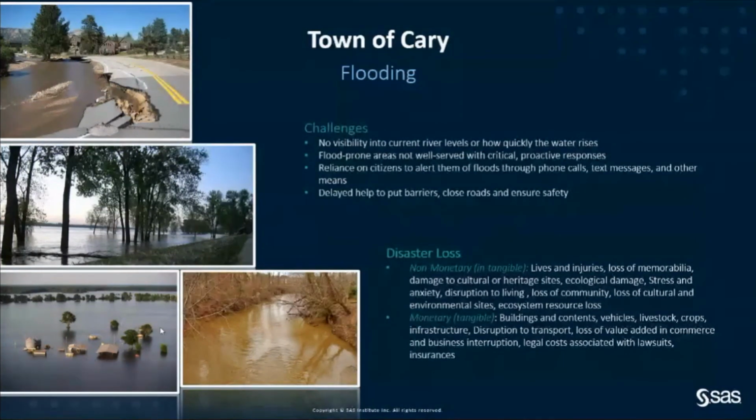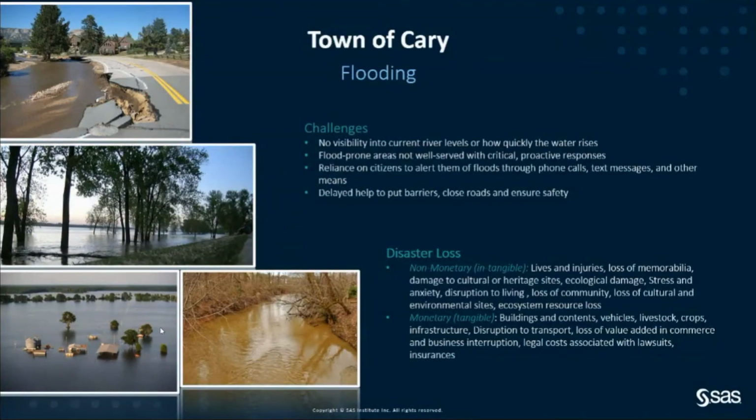And many places that were flood prone were not well served, and it was hard to bring help to those areas very quickly. At the same time, they were relying mostly on the people to alert the government agencies that we have a flood here, or we have some unnatural water flowing in, or we see some problem around our place.